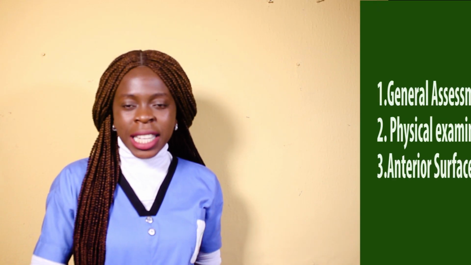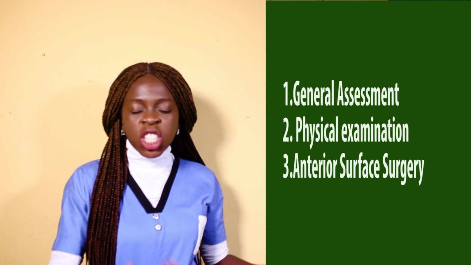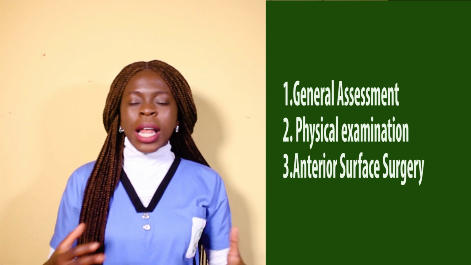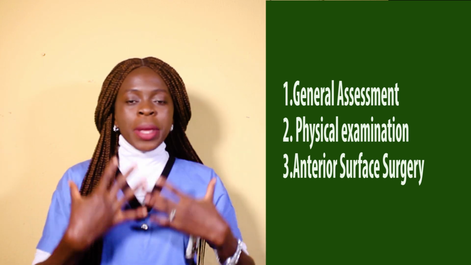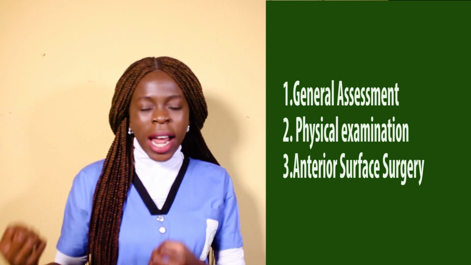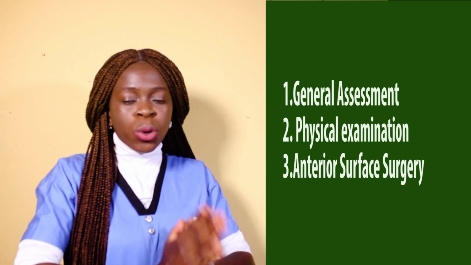Then also, when do we use this supine position? The supine position is basically used when there is a physical or general assessment on our patient, or there's a physical examination going on for this patient. This particular type of positioning can be used for surgeries, abdominal surgery, and anterior surgeries, such as your cardiac surgery and your thoracic surgery. That is what we use the supine position for.